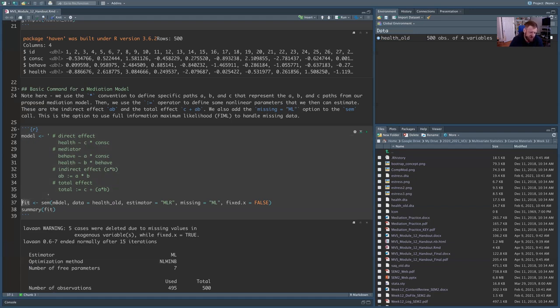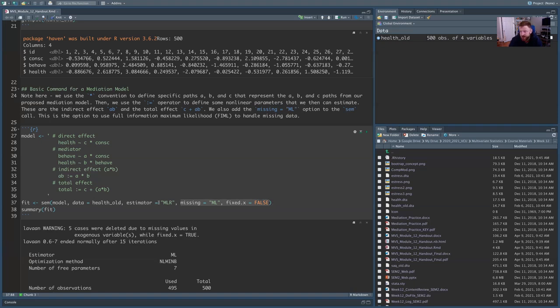You can just say fit, model. The command is sem as opposed to cfa because we're now fitting more of a full SEM model. Our data are health old. Our estimator is MLR. And then two important things here. I admit I dropped the ball on last week's lecture because I talked about this really cool fancy missing data feature in lavaan called FIML, full information maximum likelihood.